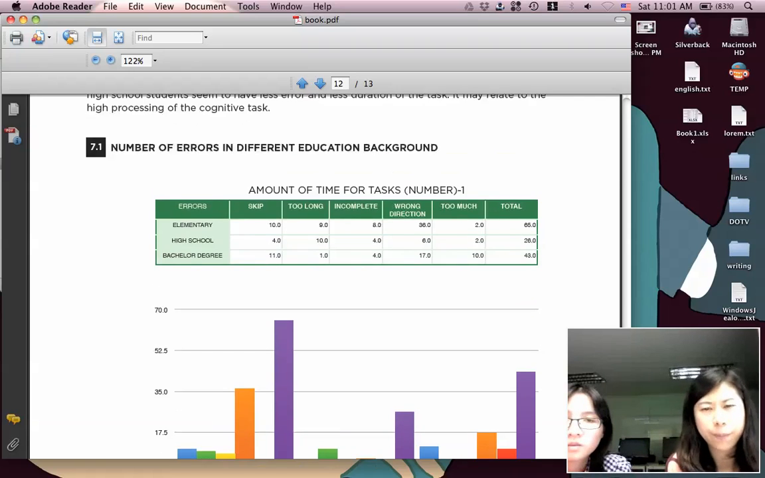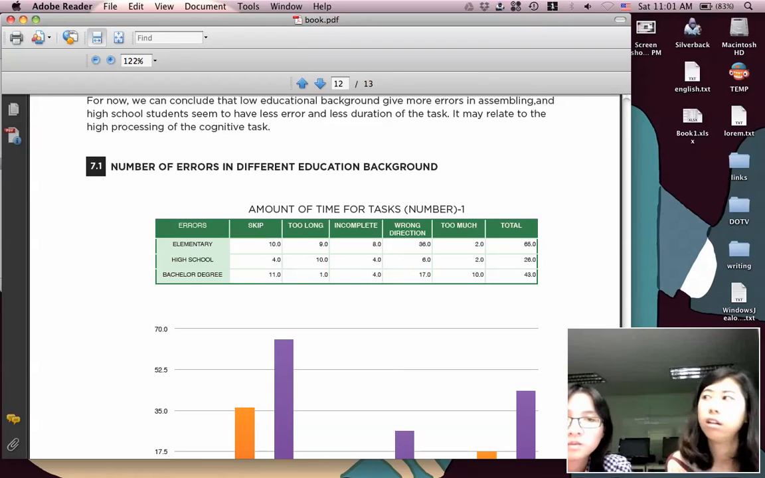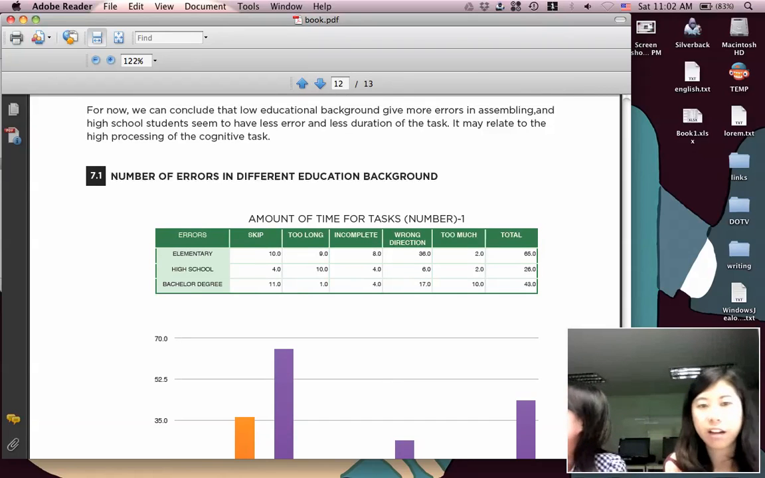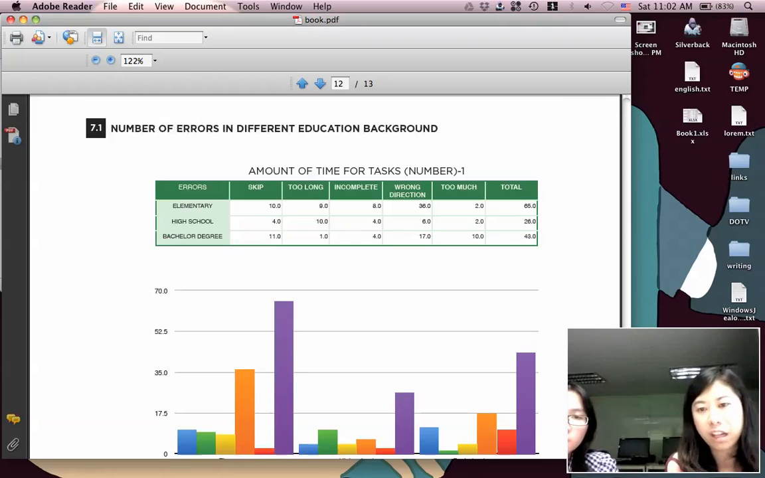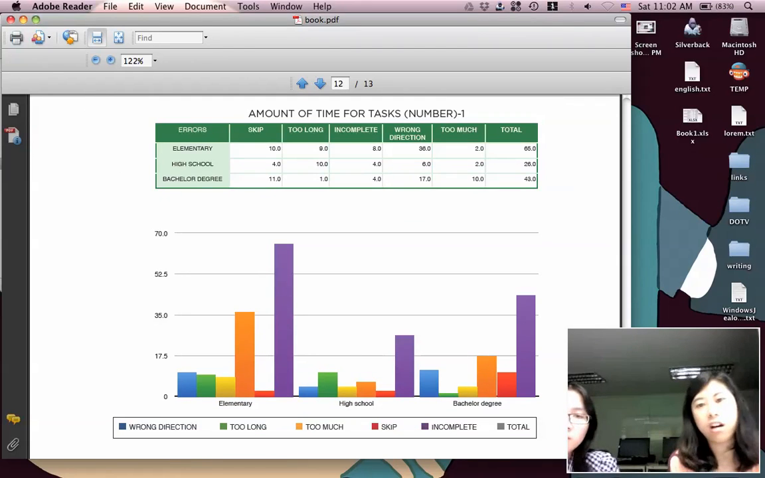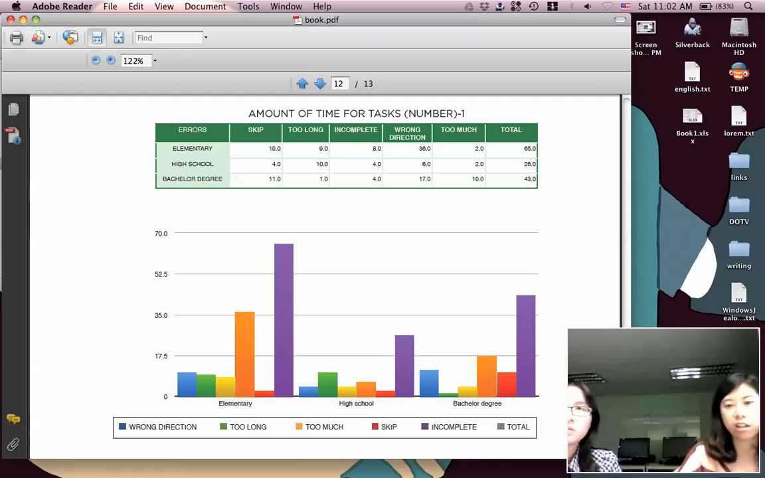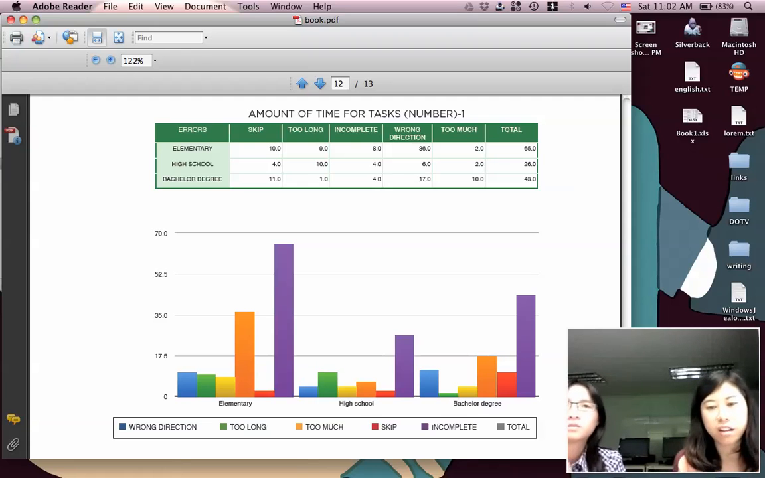So we just assume that maybe children at this age, which is high school, have more skill in assembling. But the elementary users have elementary education while the age is very high, like 40 or something. So that means it doesn't really go together with the age.